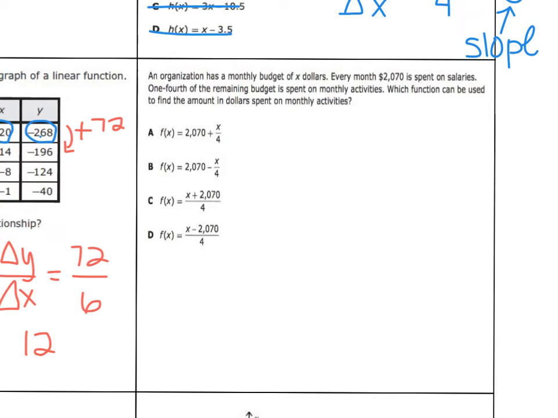Okay, on this one, an organization has a monthly budget of X dollars. Every month, $2,070 is spent on salaries. 1/4 of the remaining budget is spent on monthly activities. Which function can be used to find the amount of dollars spent on monthly activities?